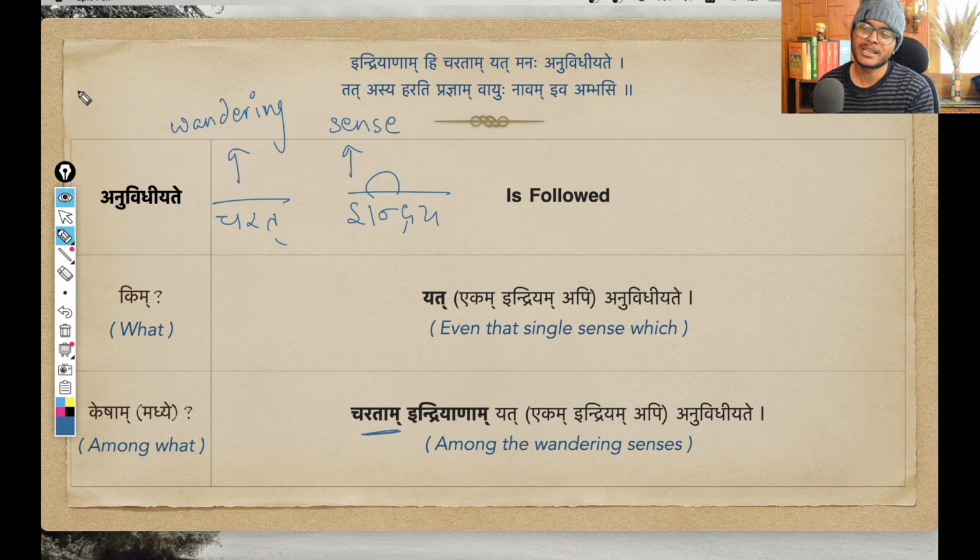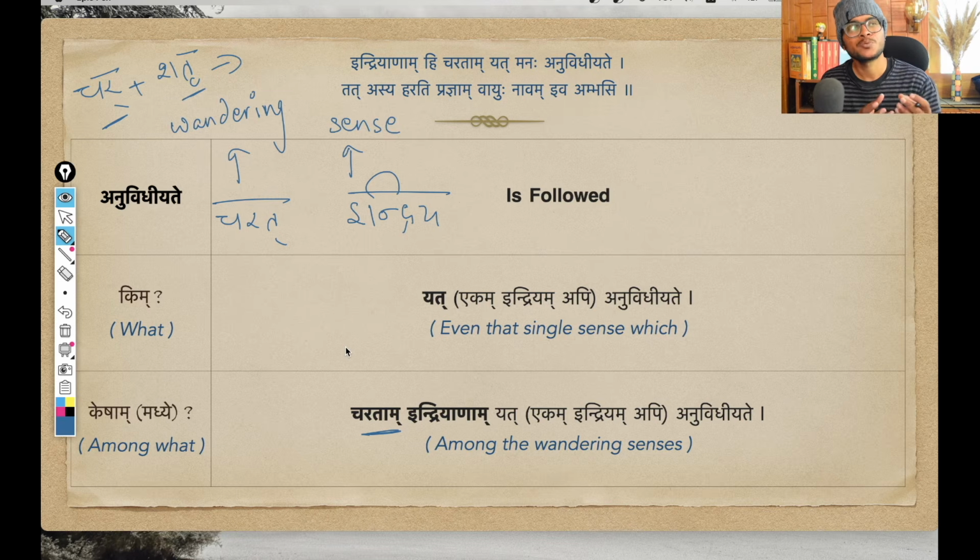And charat is a kridanta. That means it is coming from a certain dhatu modified using a krit pratyaya. So it is the char dhatu modified using shatru pratyaya, and we get this pratipadika charat. Shatru pratyaya adds the feeling of doing the action while doing that action. Char means to wander, so charat means wandering. So charat indriya, we are saying the wandering sense. The senses are wandering in the field of sense objects, and with this wandering we are basically saying the senses which are engaging with the outside world. I hope the pratipadikas charat and indriya are clear.